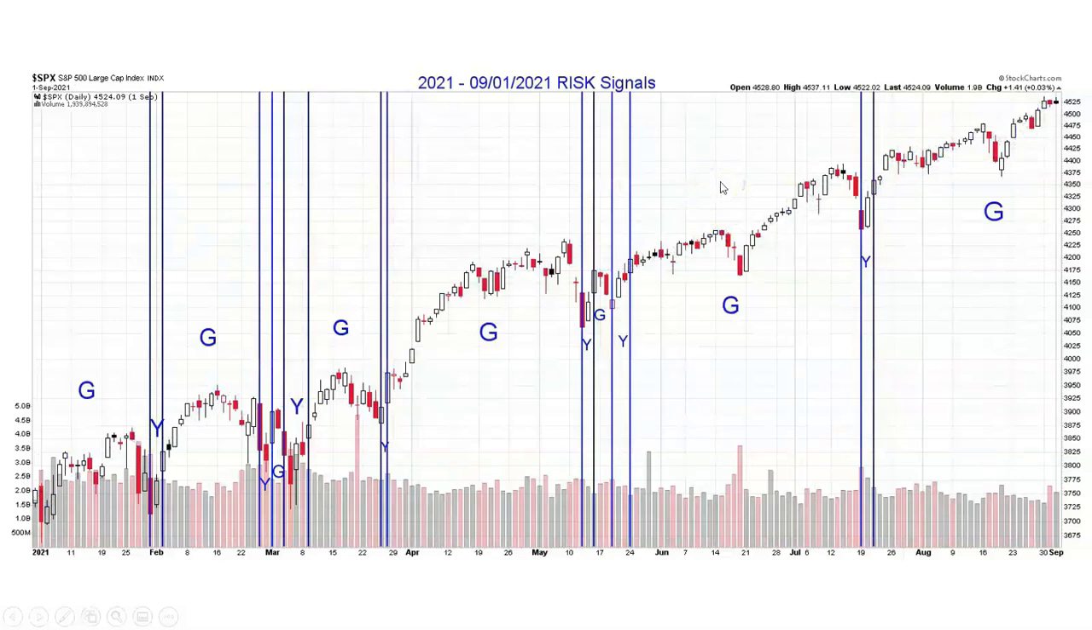So think about this, guys. As long as the signal is green, you can see there's just not a lot to worry about, right? And even most of these yellow signals, this is when we get that pullback, but it gives you confidence in knowing what the market is doing.